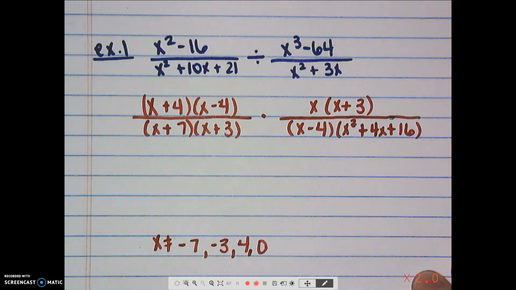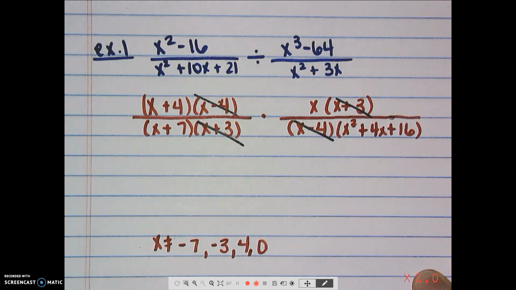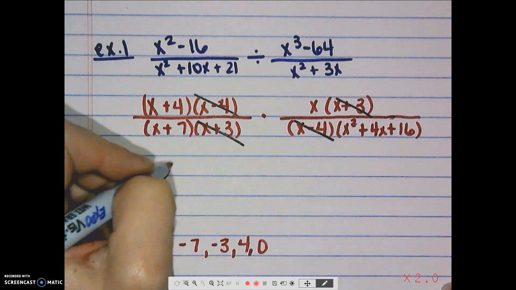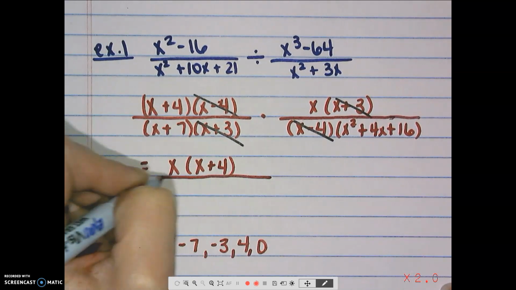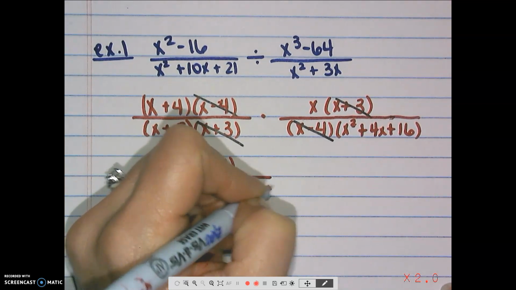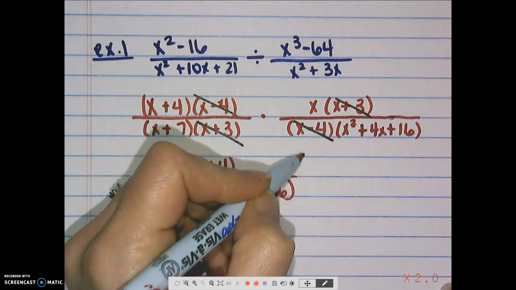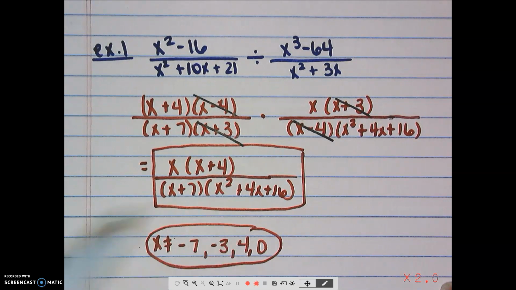Now I've got to work on crossing things off. So I see an x minus 4 in both the numerator and the denominator, and an x plus 3 in the numerator and denominator. So that is everything that cancels out. So that means that we're going to have the quantity x times the quantity x plus 4 in the numerator. And in the denominator, we have the quantity x plus 7 times the quantity x squared plus 4x plus 16. So here's the simplified part of your answer. And then you also need restrictions. Okay? So let's take a look at one more.